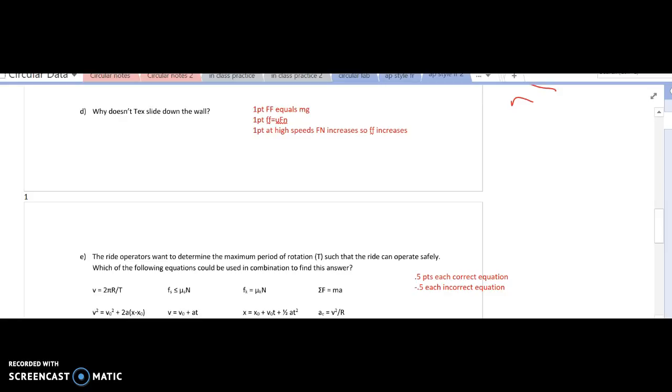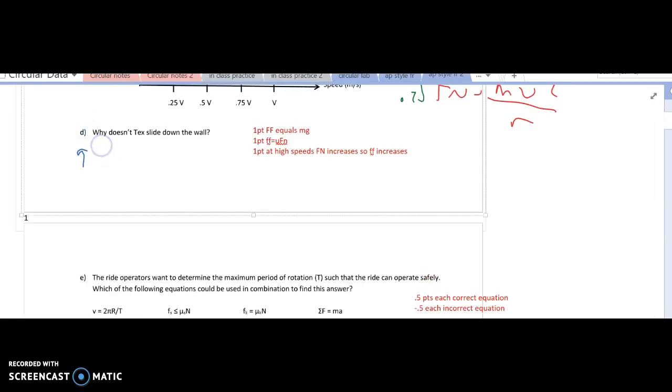In part D, why doesn't Tex slide down the wall? Well, back to our free body diagram, we saw in this problem that we had force of friction. So upward we have the force of friction. Downward we have the force of gravity. So if he doesn't slide down, then these two have to equal each other. So that was 1 point right here. You'd have to say that, okay? That force of friction equals the force of gravity.